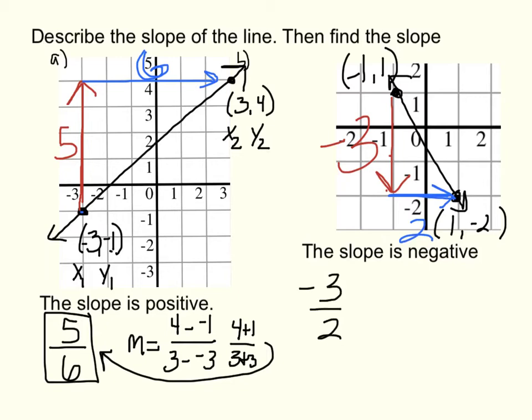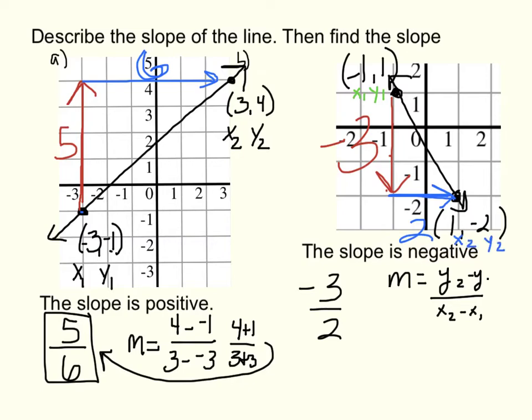-3/2. If you did it mathematically, I subtract my y's on top, my x's on bottom. So remember this again, y2 minus y1 over x2 minus x1. Let's say this one right here is x sub 1, y sub 1. That's a hard green to see, so I'm going to change it to blue. X sub 2, y sub 2.